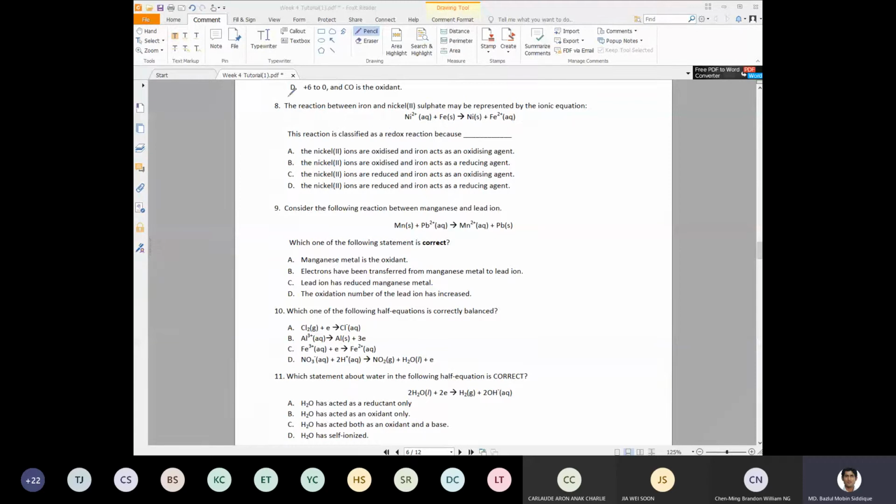Question number 8. The reaction between iron and nickel(II) sulfate may be represented by the ionic equation Ni2+ plus Fe. Here it is very obvious. We can see very clearly that Ni2+ becomes 0, and that is how it is reduced to nickel element, and elemental iron becomes ionic iron. That means it was 0 here, losing electrons. That means it becomes oxidized.